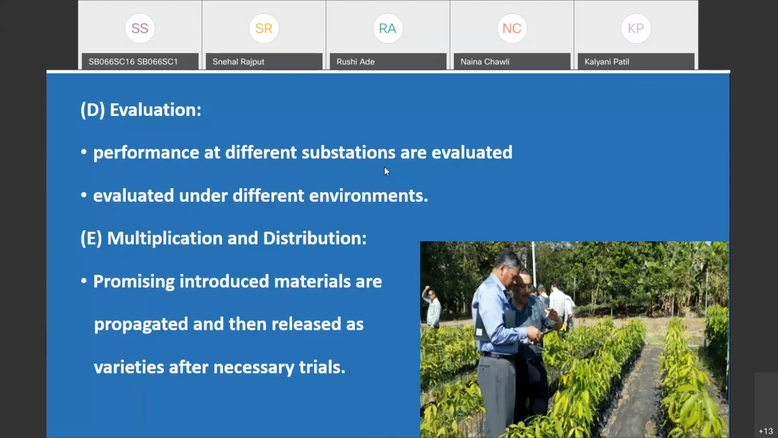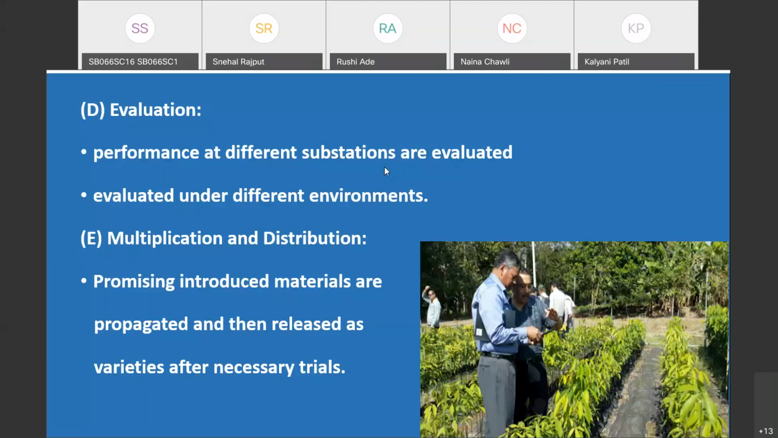Okay, the evaluation: the performance of the introduced plant material is assessed when it is introduced at different substations. These substations are situated in different environmental conditions. This process is mainly to evaluate the adjustment or acclimatization of the plant material to the new environmental conditions.